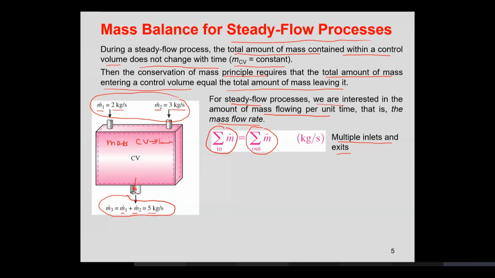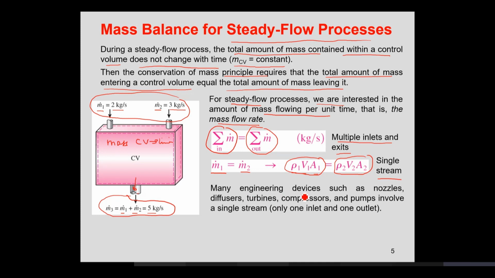Now, most of the engineering devices that you'll encounter, whether it's a turbine, compressor, nozzle or diffuser, are normally single stream devices. That means they have one inlet and one exit. In such a case, the mass flowing into the system at the inlet is equal to the mass flowing out of the system. Or in other words, the product of rho, velocity, and area at the inlet should be equal to the product of these three properties at the exit. I hope this is clear.